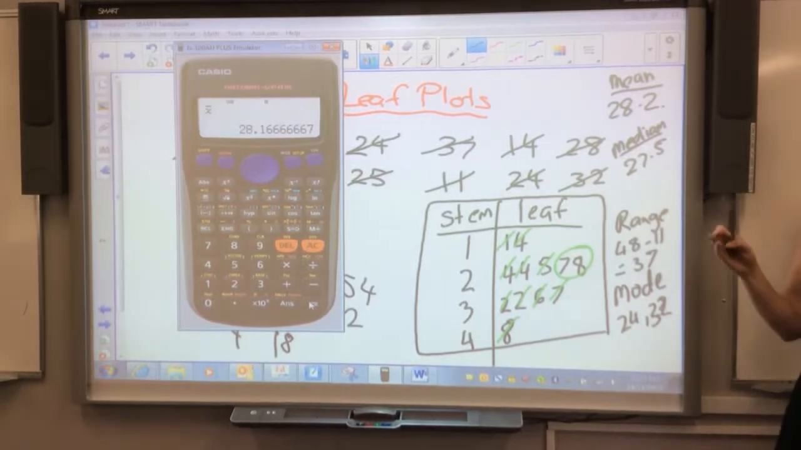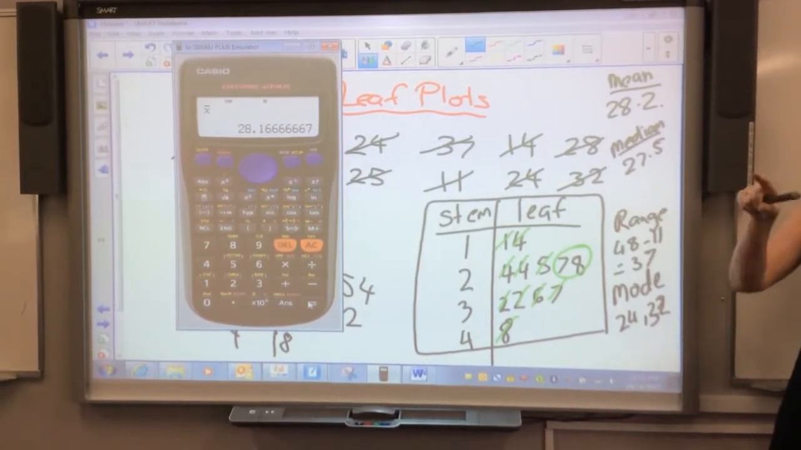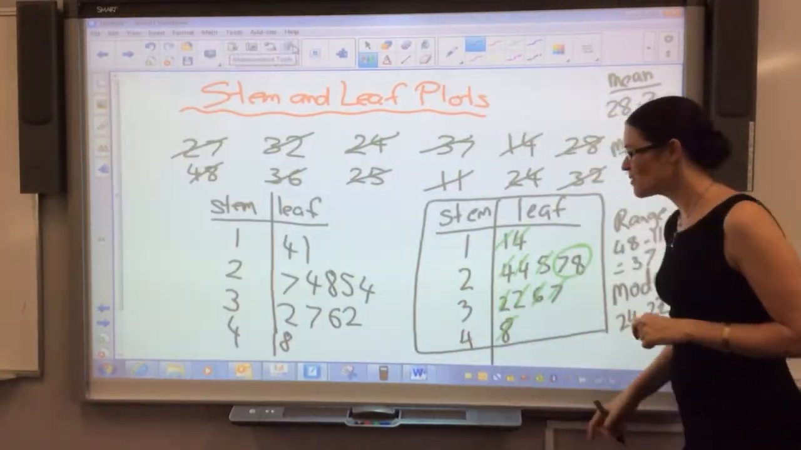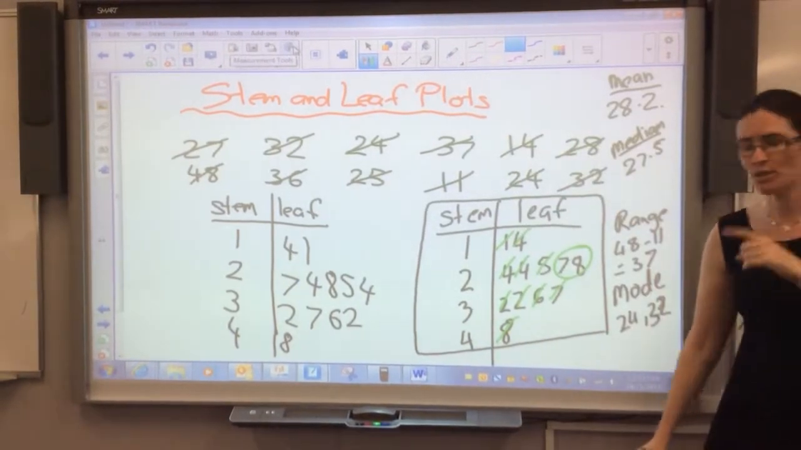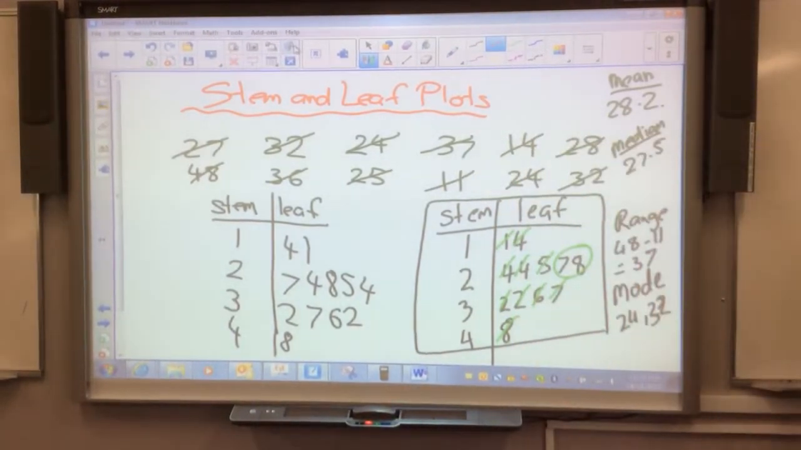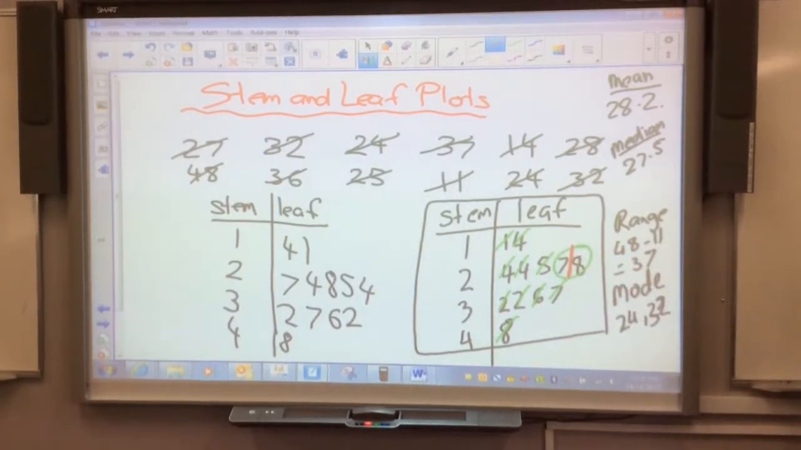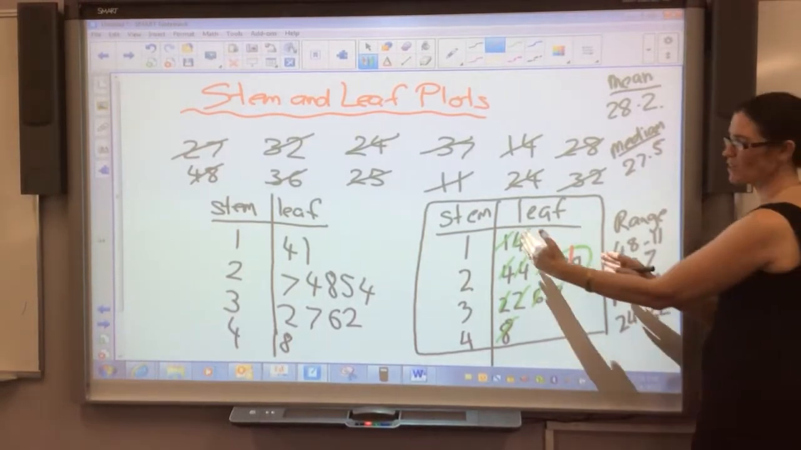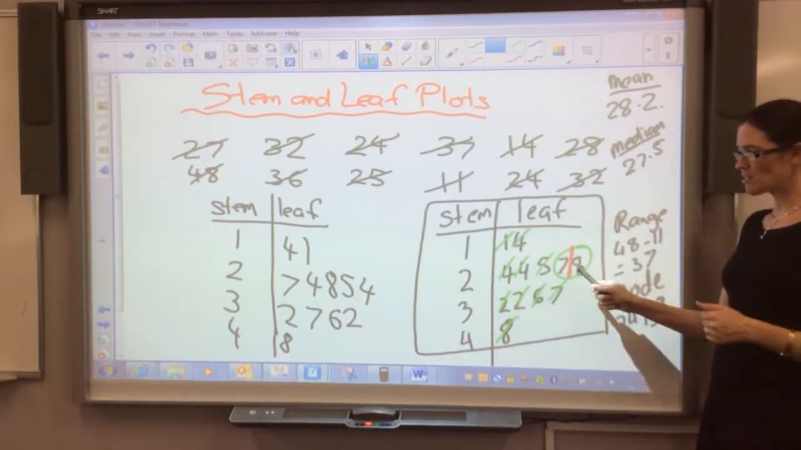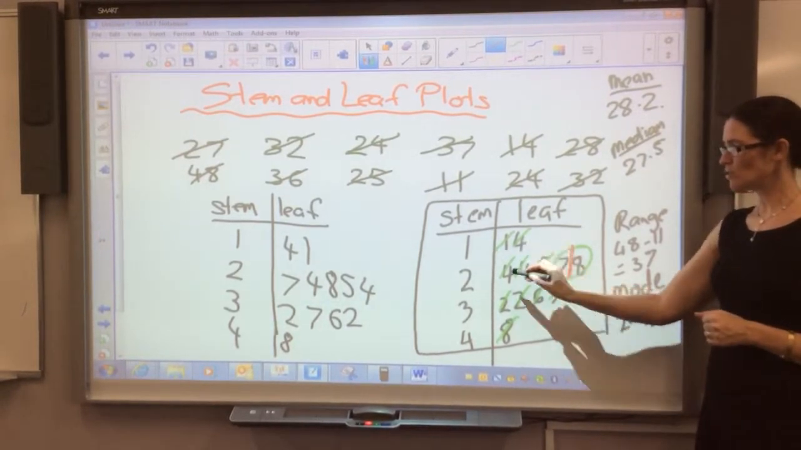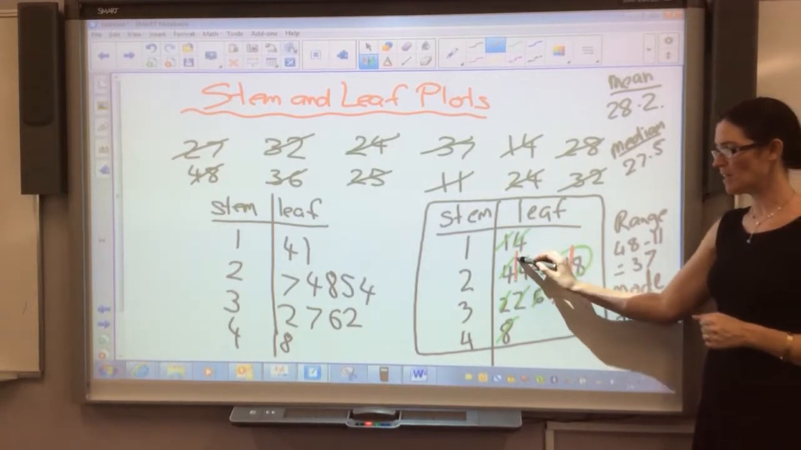We learned a new measure of spread. It wasn't range, it was something range. Interquartile range, well done. So for an interquartile range, we needed to find 1 quarter and 3 quarters. So this is halfway. Is everyone happy that that's halfway? I need to find 1 quarter, which would be halfway here. So I've got 6 scores here. Where's halfway here? 1, 2, 3, 4, 5, 6. So halfway would be here.